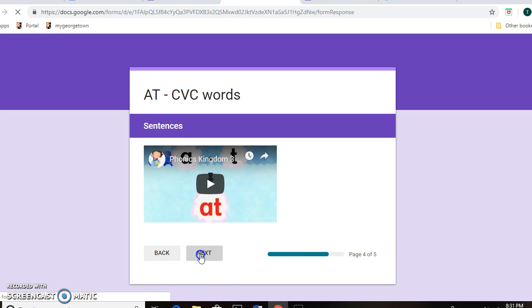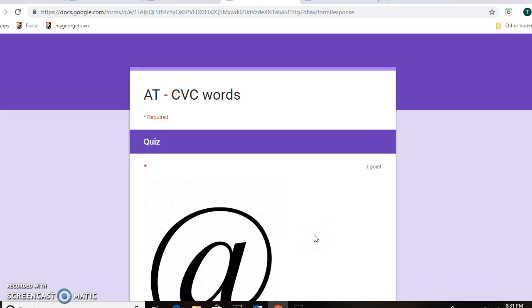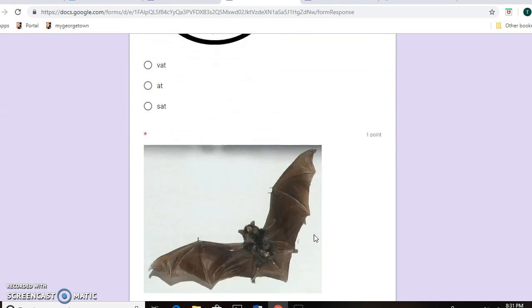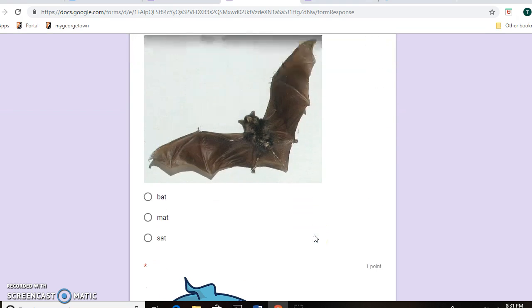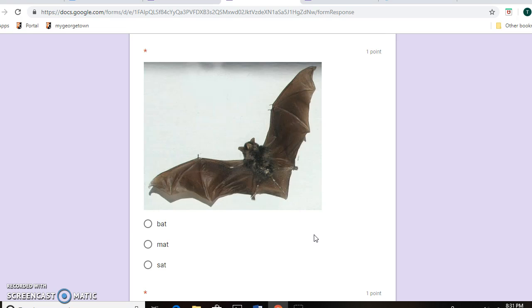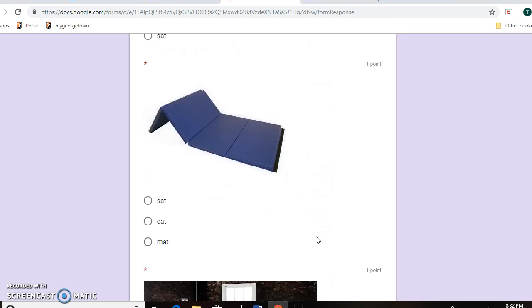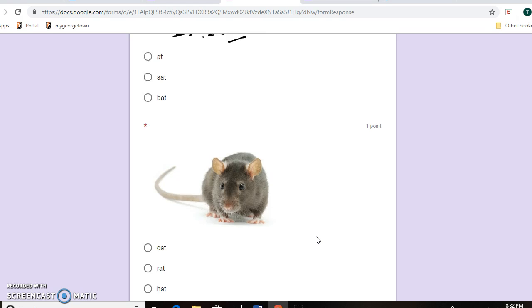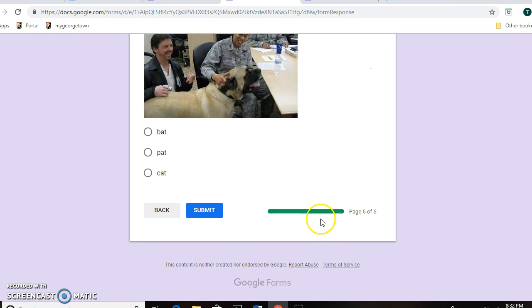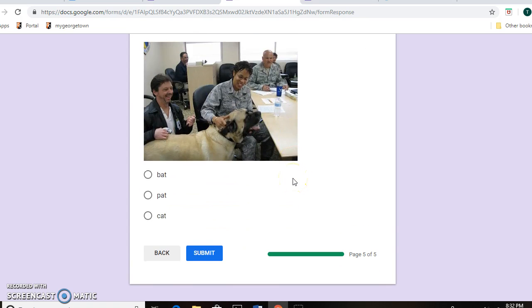The fifth and final section of my Google form is a quiz of my design, where there are a series of pictures, and the student is to choose the correct matching CVC word from a choice of 3 words. I have randomized the pictures so that each time the student takes it, they are in a different order.